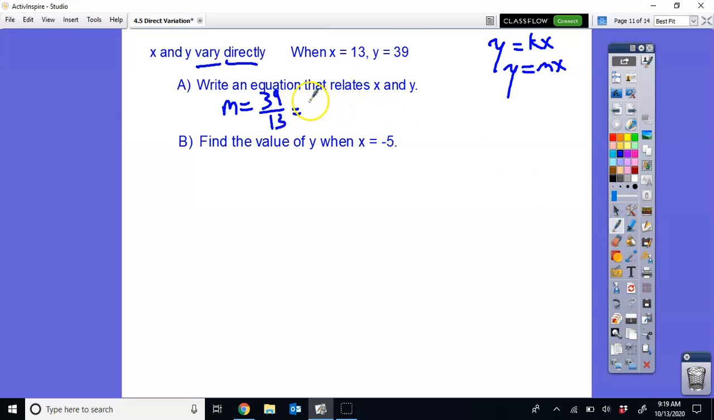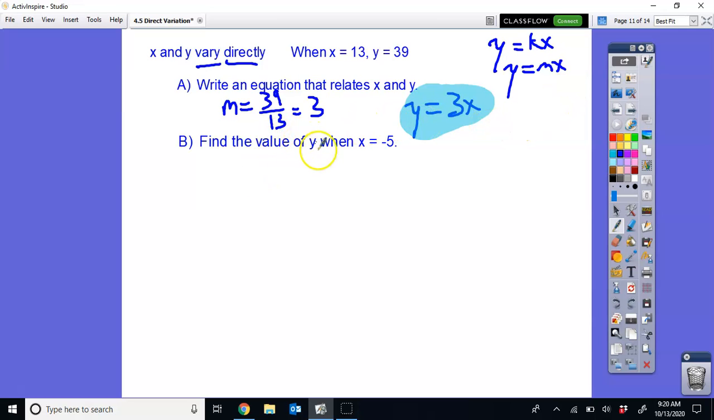39 divided by 13 is 3. So my equation would be y equals 3x plus nothing. Again, remember, there's no b value. So it's just y equals mx. These are only direct variation, okay? So don't get all caught up in doing this when we do the other ones. You still need to remember how to find the b value for the other ones.